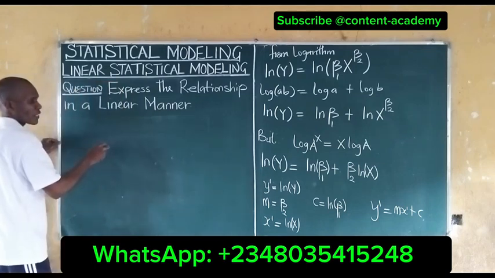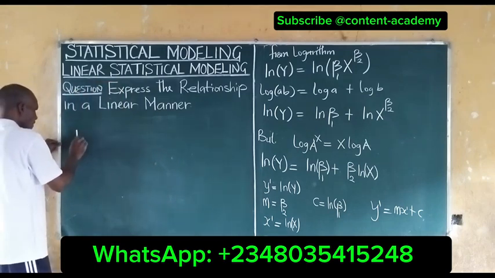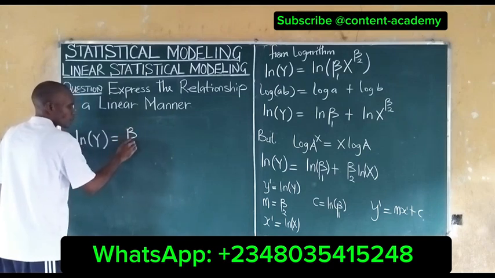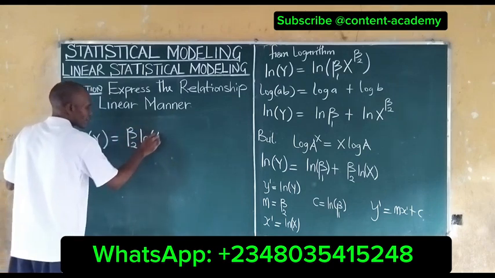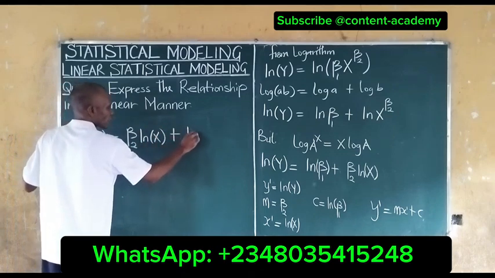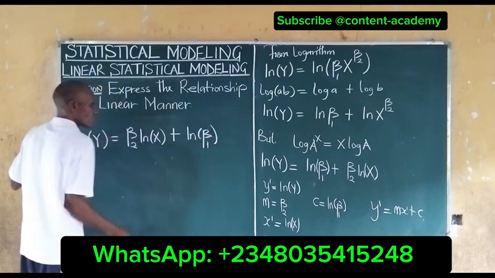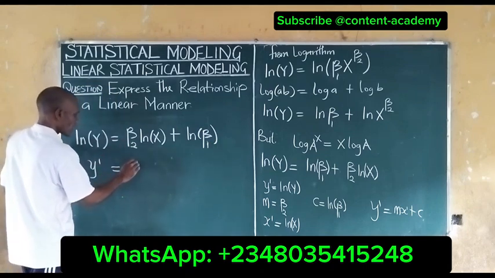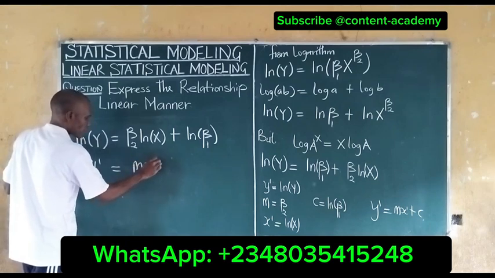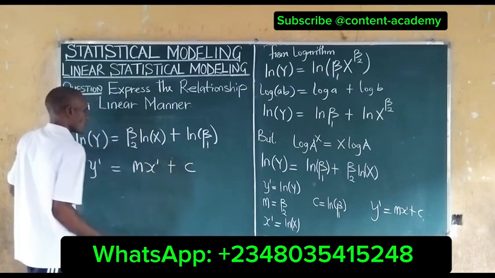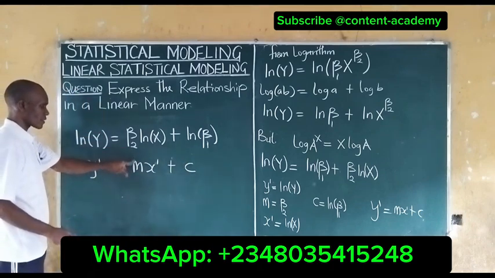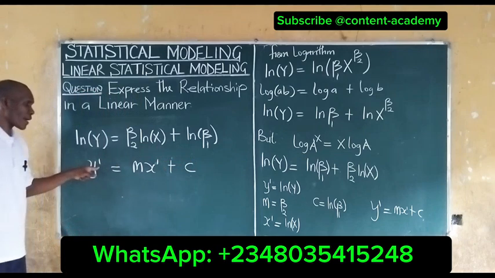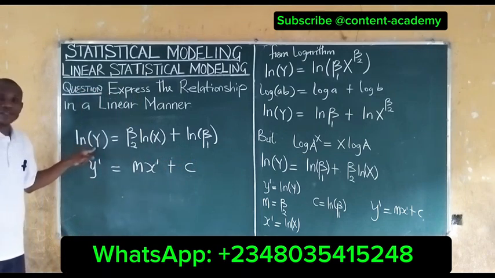Now, our transformed model will be ln y equal to b2 ln x plus ln b1. So this is our transformed model, and we can compare it by writing the equation mx prime plus c. Where m is this, x prime is this, our intercept is this, the whole of this, and our y, which is the response variable, is this.